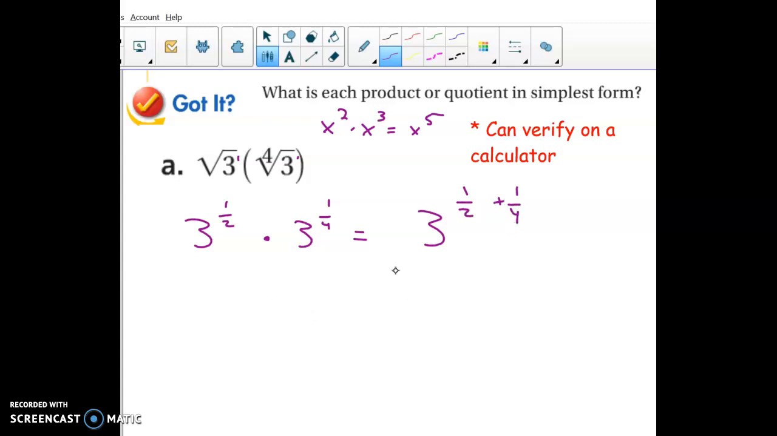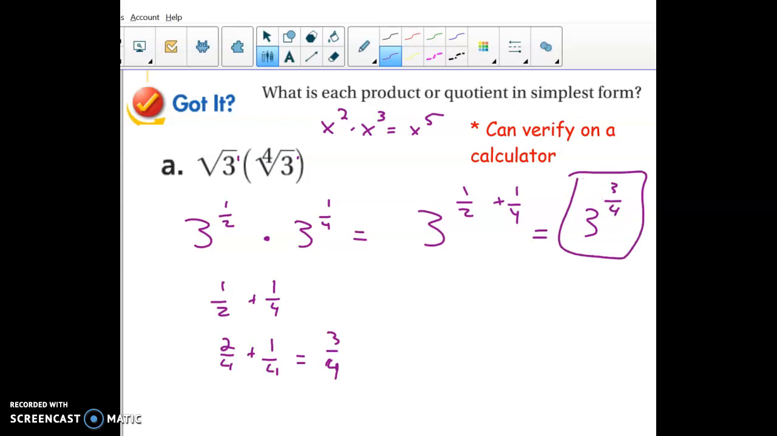All right, so that's tricky. A lot of times students want to put a 9 there, but just keep the base. And so now we've got to add 1/2 and 1/4. So the common denominator is 4. So 1/2 is 2/4 plus 1/4 is 3/4. So we end up with an answer of 3 to the 3/4 power.